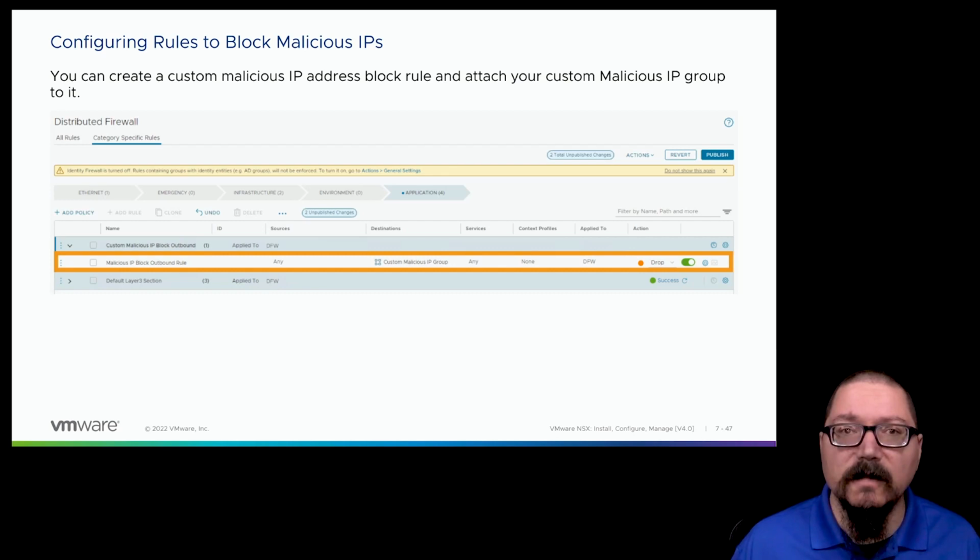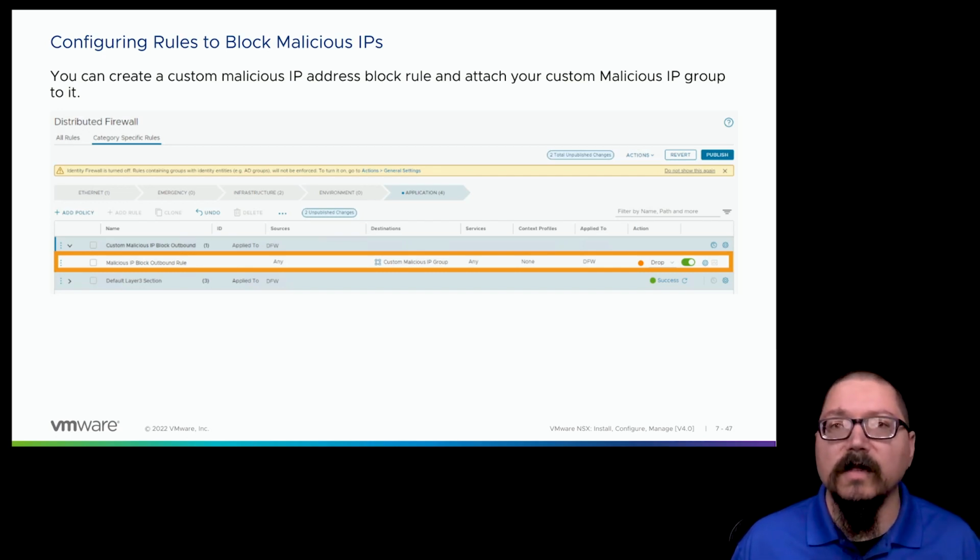And then I can use the custom malicious IP groups that we talked about to create our own rules to block our custom groups of IP addresses, right? This is just another NSX group. Even though it's a special type of group, we work with it just as though it's any other group in our infrastructure that we can use as source or destination.